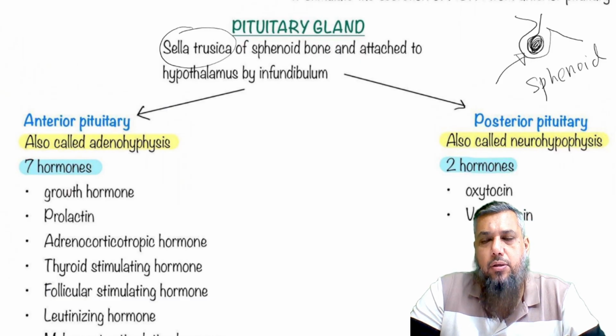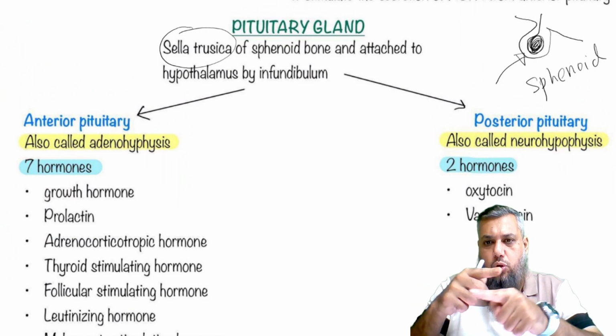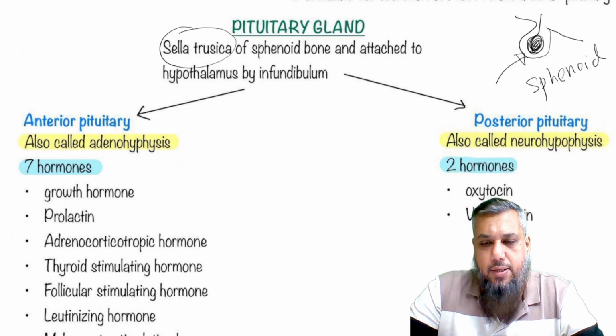just behind the optic chiasma, where your two optic nerves cross each other. That's called the optic chiasma. And the pituitary gland is present just behind the optic chiasma.